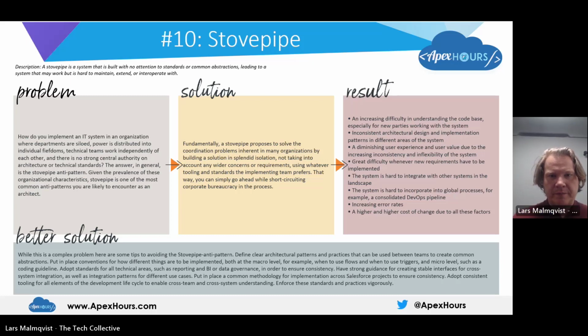None of that is simple, but it does mean that you can have multiple teams building effectively on the same platform without ending up with an unmaintainable system in the end.